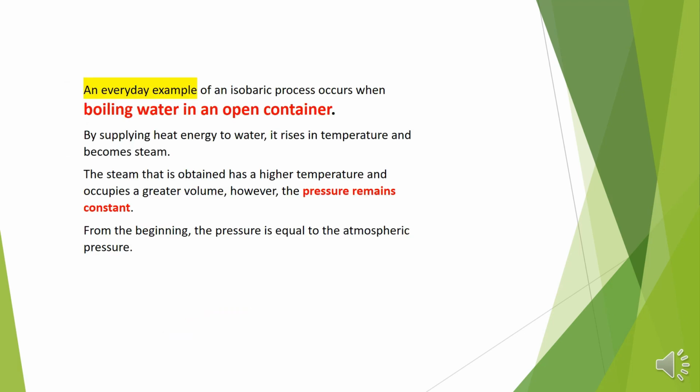An example of an isobaric process is boiling water in an open container. We supply heat energy to the water. The temperature will rise and it will become steam. The steam will attain a higher temperature and occupy a greater volume. However, the pressure remains constant because from the beginning the pressure is equal to the atmospheric pressure.